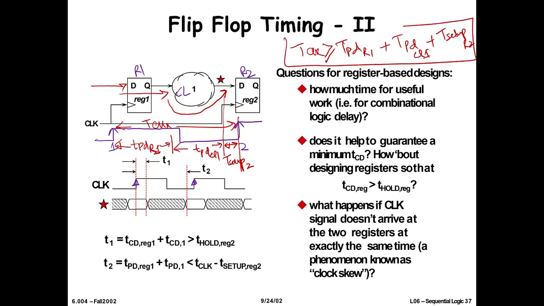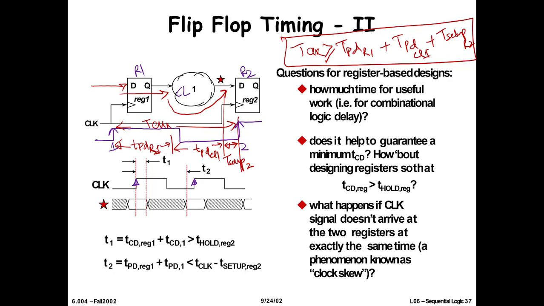This is a fundamental equation that gives us the maximum frequency. It gives us the period, and you can convert the period to frequency. So this is a very important formula if you want to know the maximum frequency of your circuit, and this circuit can be a whole microprocessor.